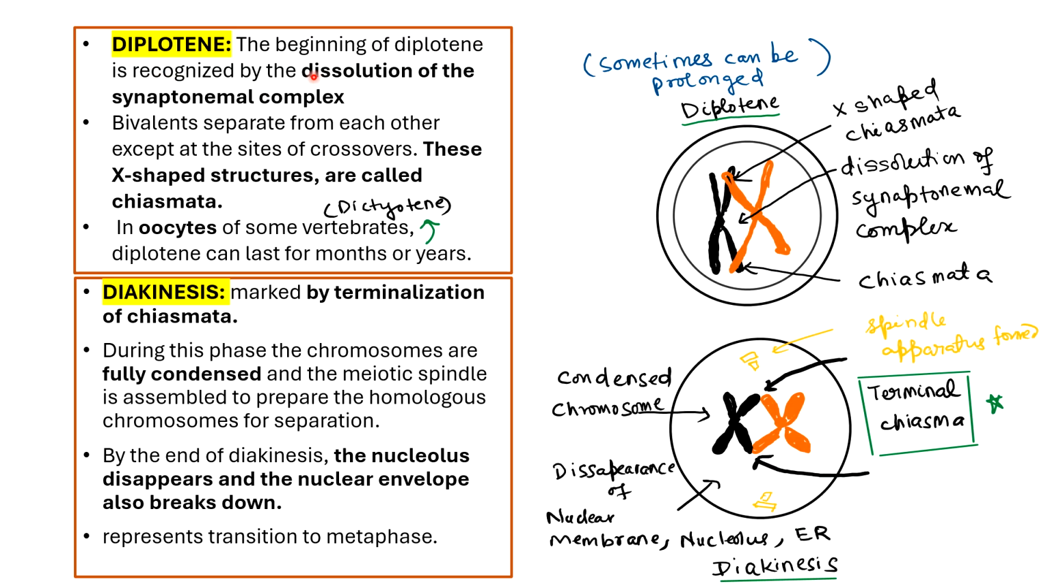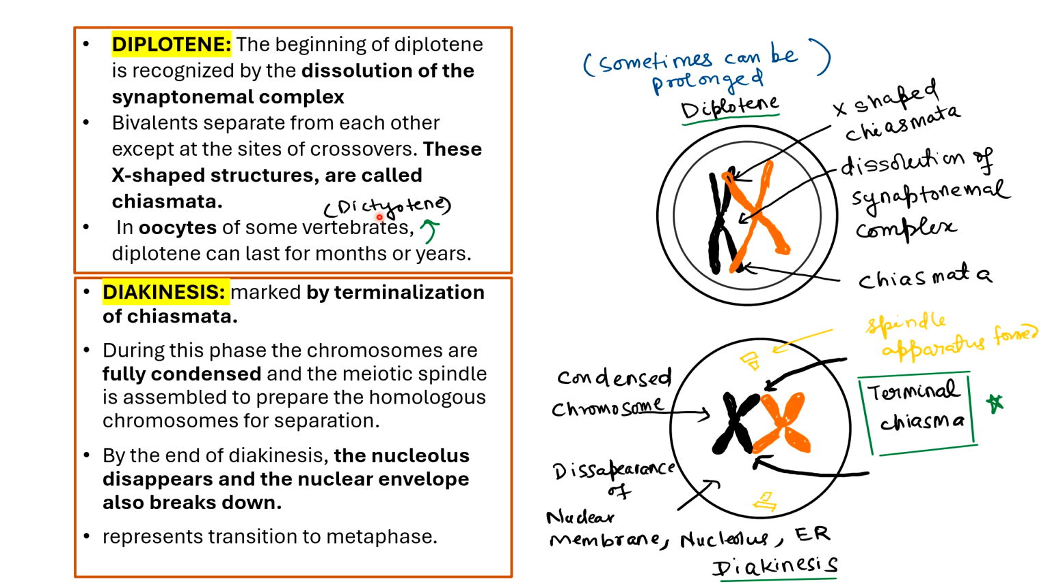Let's now see what is happening in diplotene. The beginning of diplotene is recognized by the dissolution of the synaptonemal complex. The synaptonemal complex, which was holding the two homologous pair together, marked in blue, is just not present here. As a result, there is an X-shaped structure which can be seen here. This X-shaped structure is called chiasmata. What are the chiasmata? Chiasmata is the site where the recombination has taken place, right?